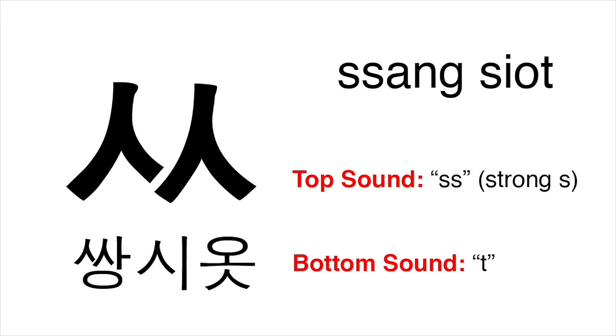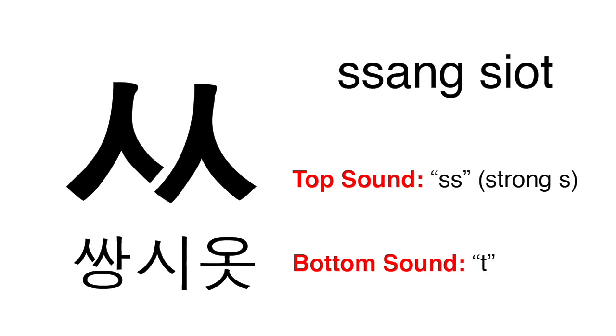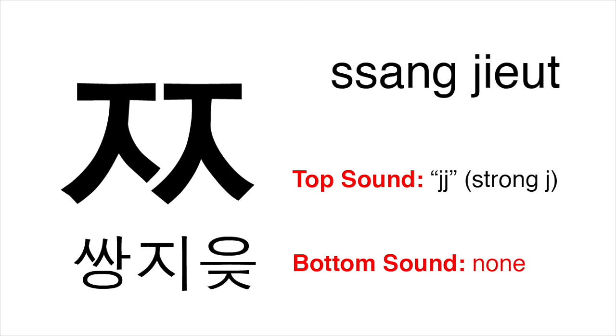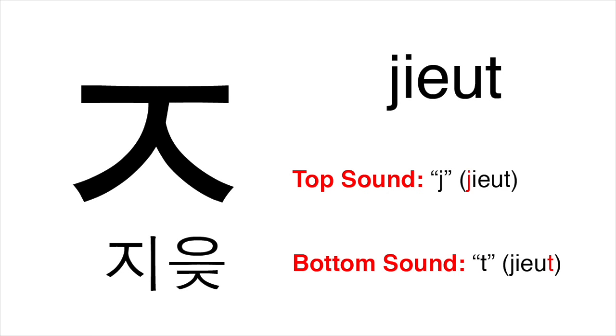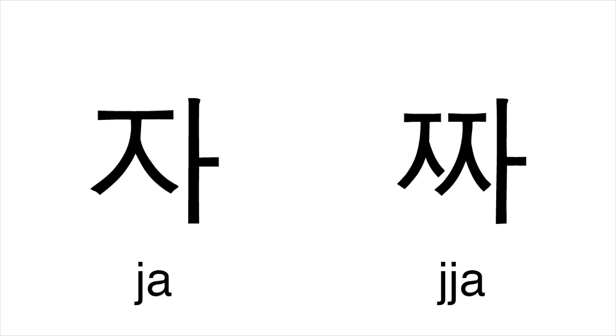The fourth double consonant is sangshiot. Since shiot has S as a top sound, sangshiot has SS for the top sound. Bottom sound is still T. So this letter would sound like sat. Single is sa, double is sa. The fifth and final double consonant is sangjiut. Since jiut has J as a top sound, sangjiut has JJ for top. Bottom sound doesn't exist. Single is cha, double is ja.